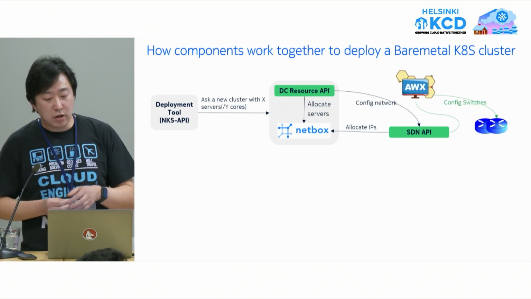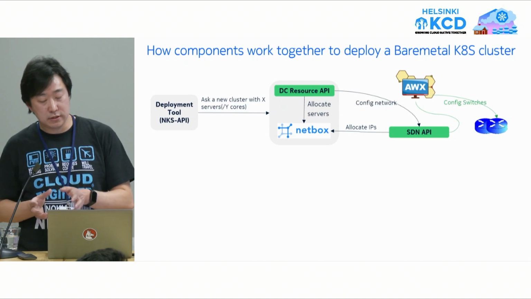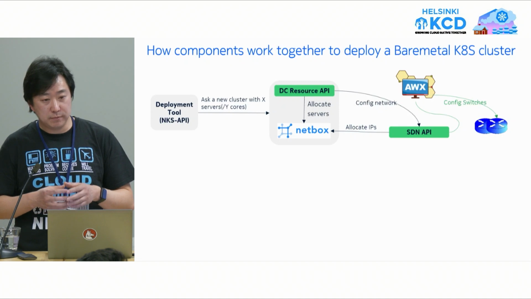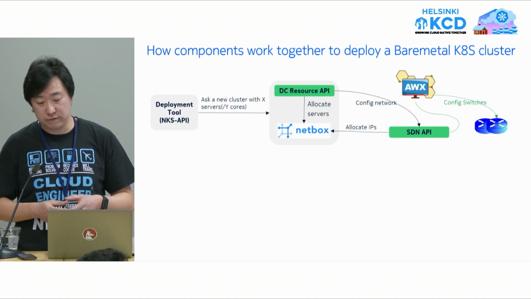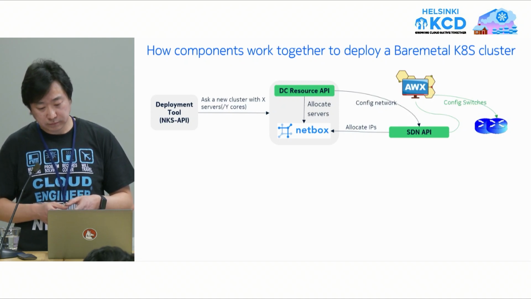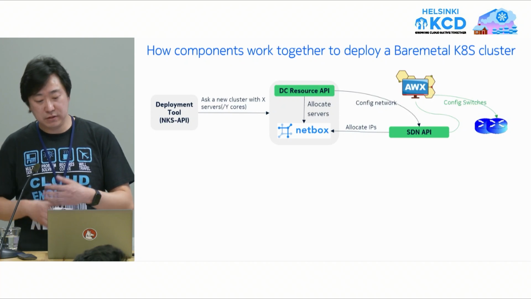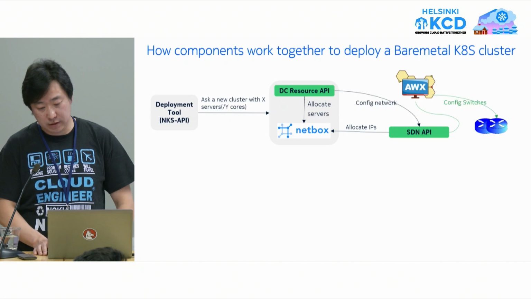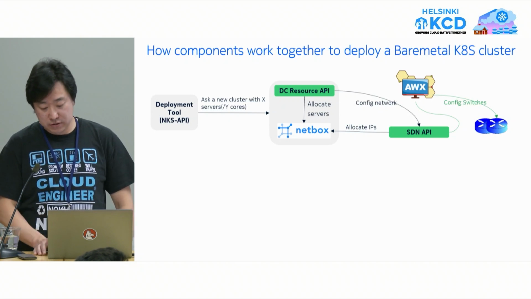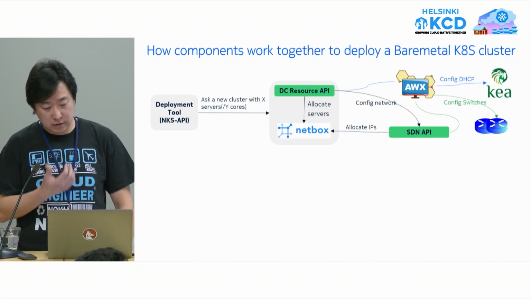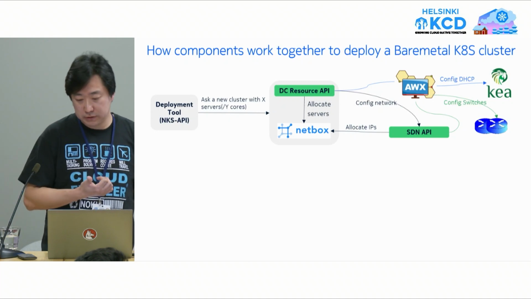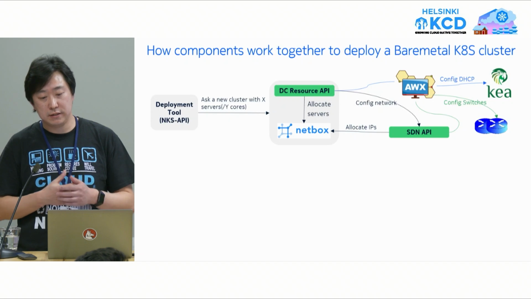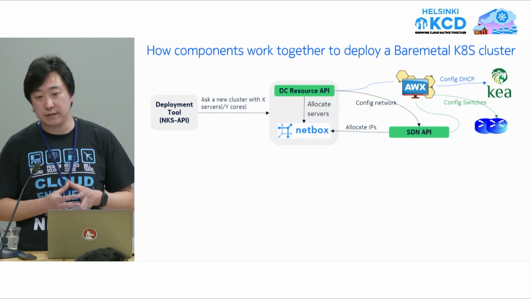Once they are allocated, we need to enable those server-facing ports on the switch, and also configure the BGP peering configuration and configure the DHCP relay on those switch ports. That is done by the SDN API here through the AWS job. And after that, the resource API calls another AWS job to configure the DHCP to prepare the PXE boot for those allocated servers.